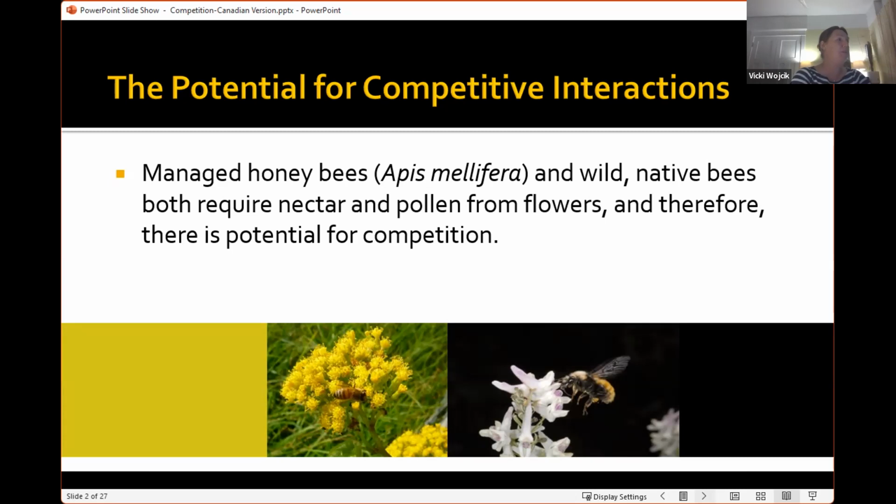I don't need to really go into this level of detail for this group, but there is a potential for competitive interactions between managed bees and wild bees because they both look for pollen and nectar sources from flowers. But the same is also true for any species of wild bee. They're all in a landscape competing, or using, I should say, pollen and nectar in their landscapes.